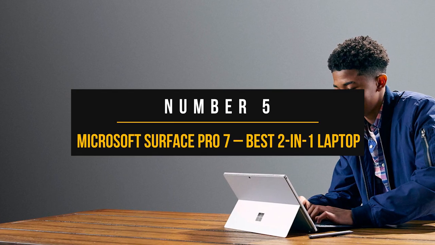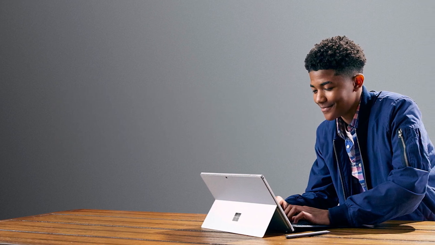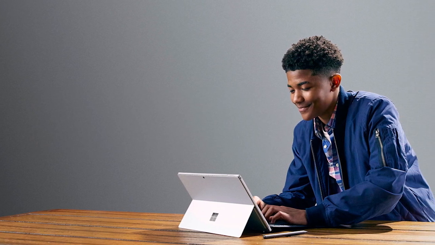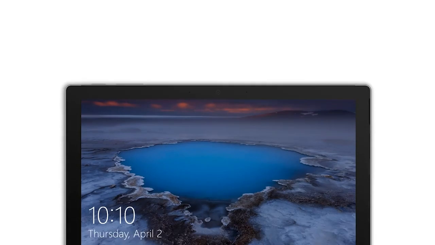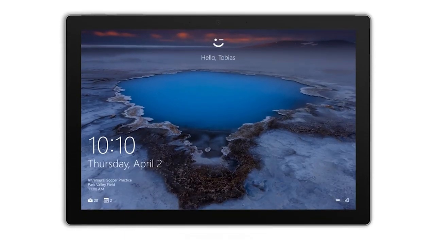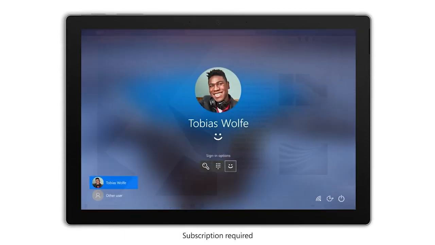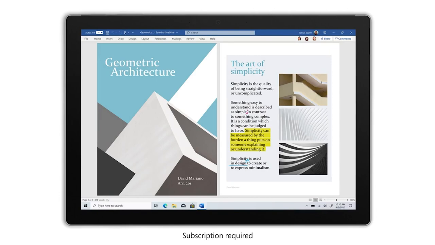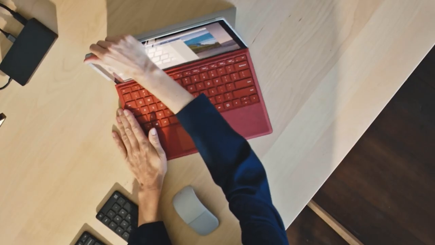Number 5, Microsoft Surface Pro 7. Fifth in our list of best non-gaming laptops is the convertible Microsoft Surface Pro 7, which has something in store for everyone. Not only does it have the capability for several different use cases, but it's also ideal for those who want something that can change seamlessly between tablet and laptop modes.